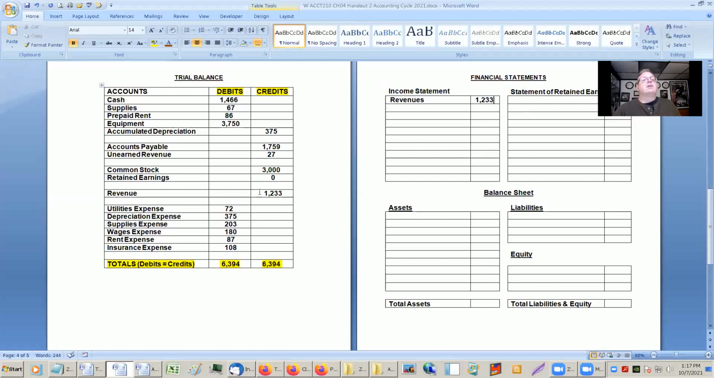I'm just going to kind of highlight these as I go along, as I put them in. Okay, so we got that. The revenues are in there.